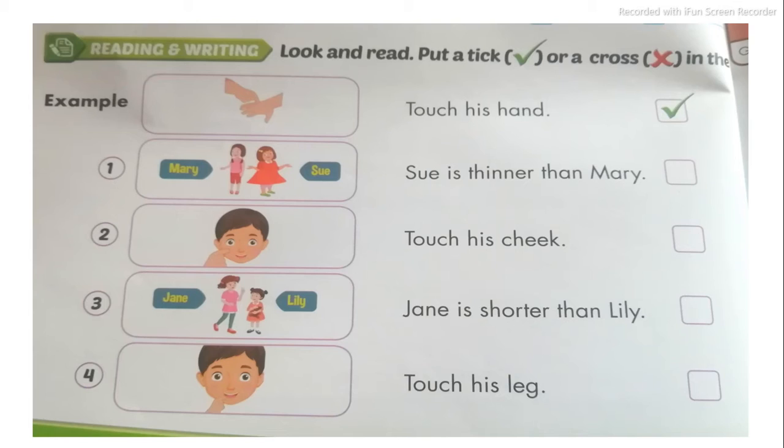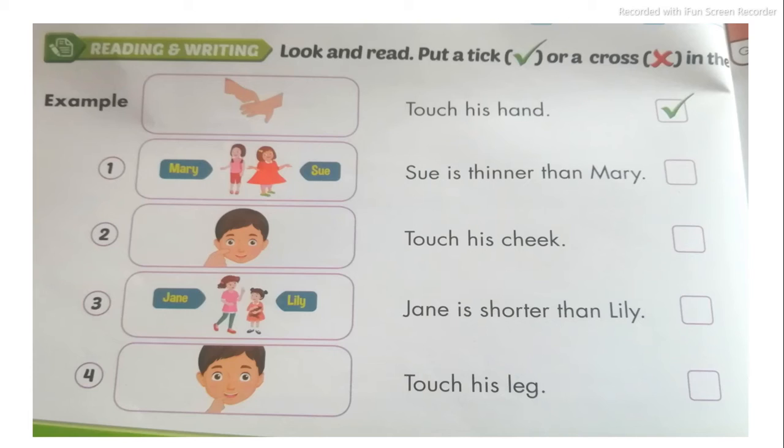Now let's try some. Number 1. We've got Mary and Sue, and it says Sue is thinner than Mary. Let's look at the picture again. Is Sue thinner than Mary? No, Mary is thinner than Sue. So we need to put a cross in the first box.